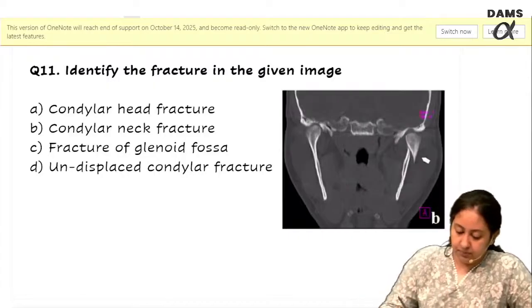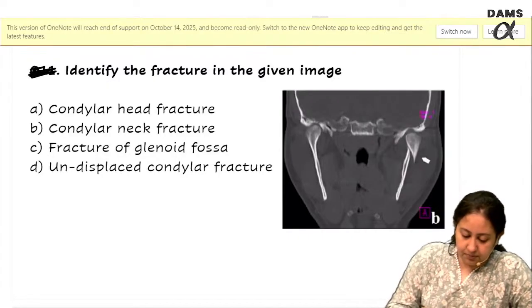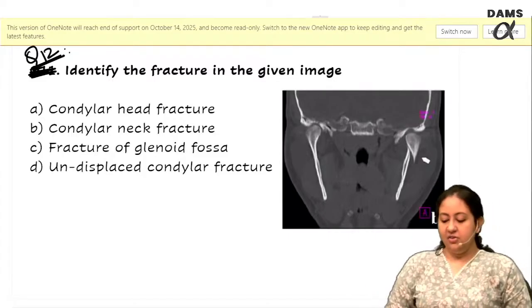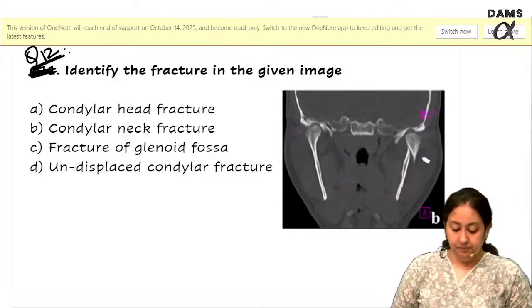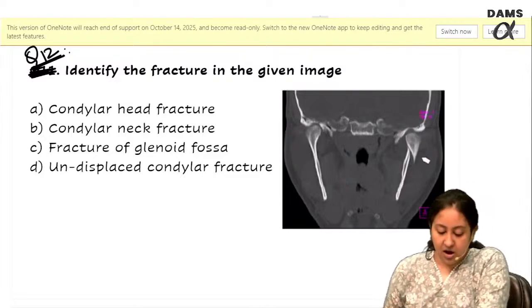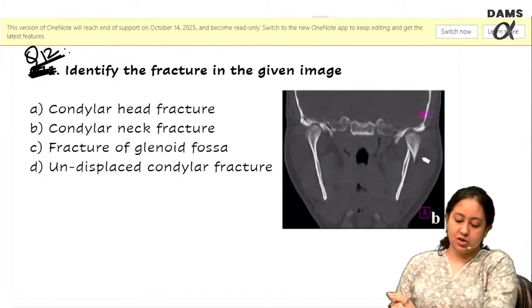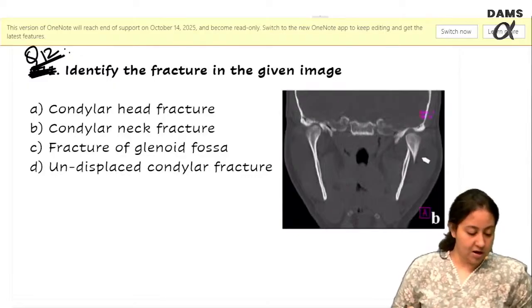Now, this is question number 12, and the last question for today's session. Identify the fracture in the given image. Very good, Aarti. Identify the fracture in the given image. A. Condylar head fracture. B. Condylar neck fracture. C. Fracture of glenoid fossa. D. Undisplaced condylar fracture.